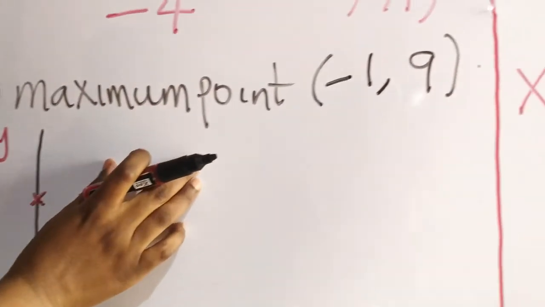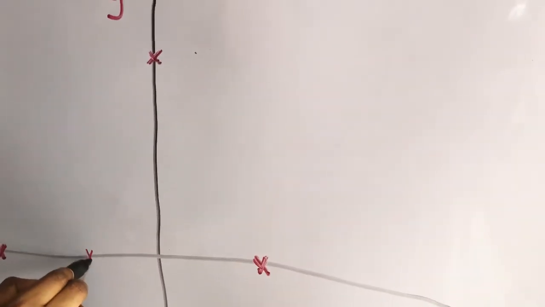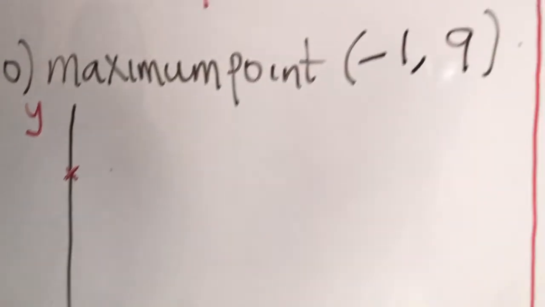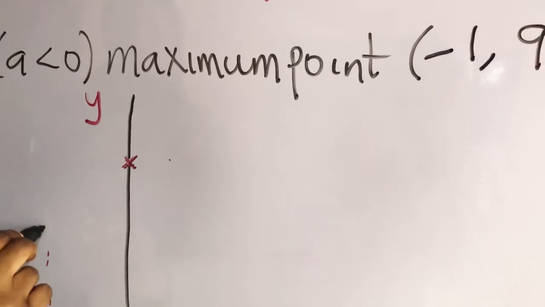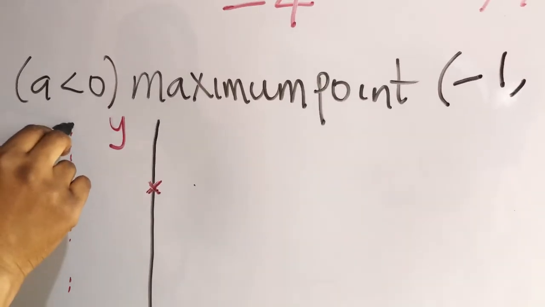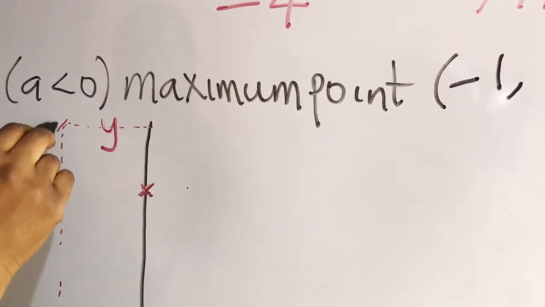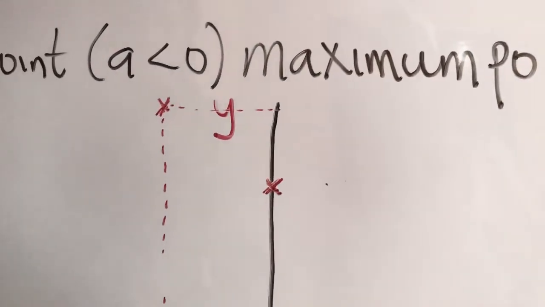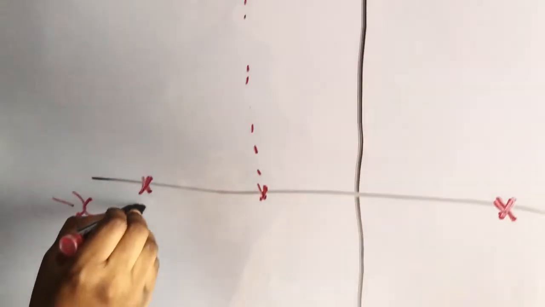For the maximum point, when x is equal to minus 1, around this place, y is 9. So you trace it up to look for where y can be equal to 9. It will be somewhere around this place. So you are going to join all the points together.